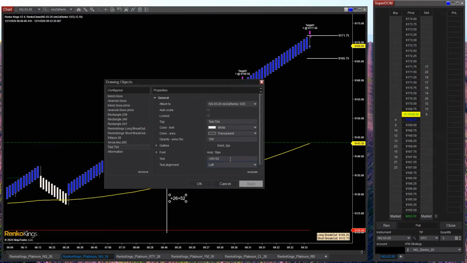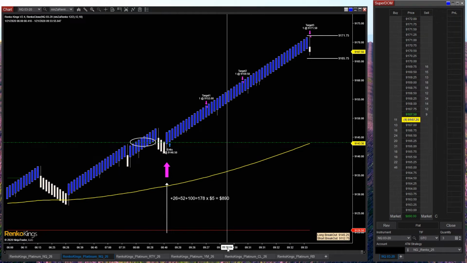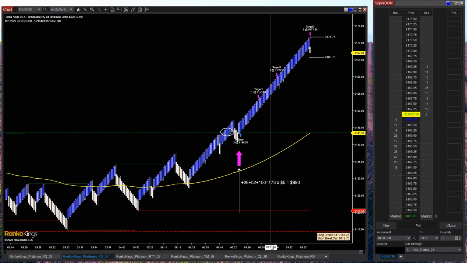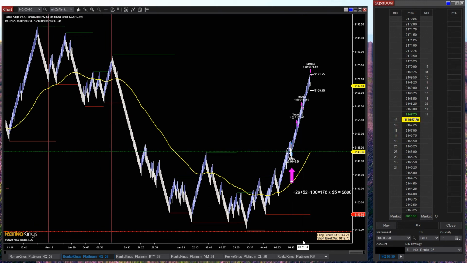RTY trade alert. Okay, so the NQ's worth $5 a tick. $890. Nice trade. Okay, so let's just review here, okay?